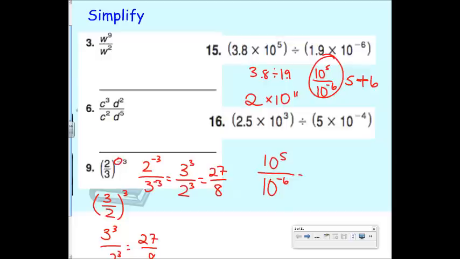So then you have 10 to the 5th times 10 to the 6th. And how do you do this? You add them together. So it becomes 10 to the 11th. So that's why it's 10 to the 11th and not 10 to the negative 1. It would be 10 to the negative 1 if this 6 were what? Positive. Okay, so just be careful with that when you're subtracting. If it's subtracting a negative, it becomes plus.